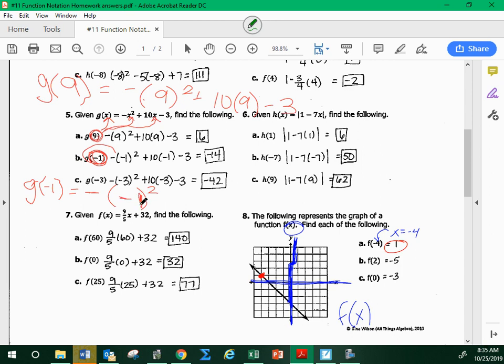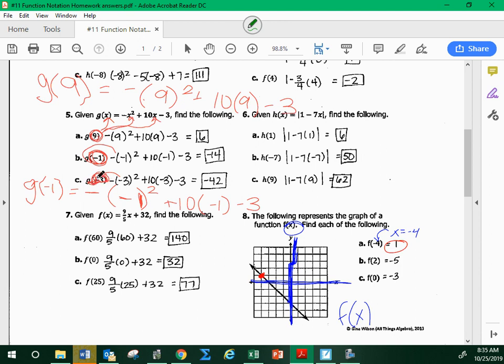Okay. And then I have plus 10 times, instead of x, I'm putting parentheses. And my parentheses is negative 1. And minus 3. So again, use your calculator to help you out. When you type this into your calculator, we would have a negative outside of my parentheses and a negative inside my parentheses. Then same thing with letter C.